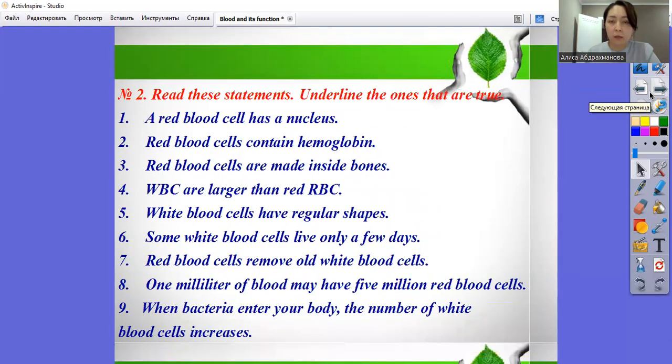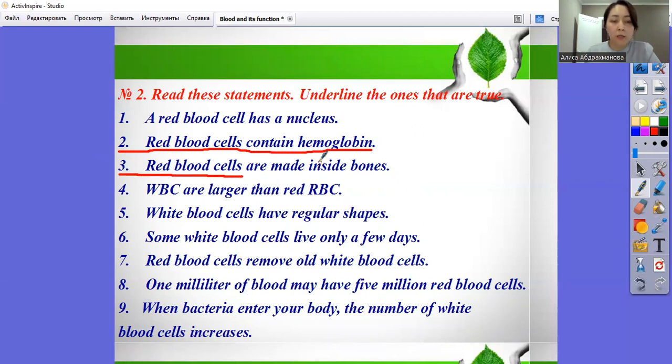Read the statements, underline the ones that are true. Okay. A red blood cell has a nucleus. Так. Яғни қызыл қан жасушасында ядросы бар дейді. Яғни бұл дұрыс емес, иә? Біз дұрыс тұжырымдағылардың астын сызуымыз керек. Red blood cells contain hemoglobin. It's true. Red blood cells are made inside bones. Яғни сүйекте жасалады, иә?